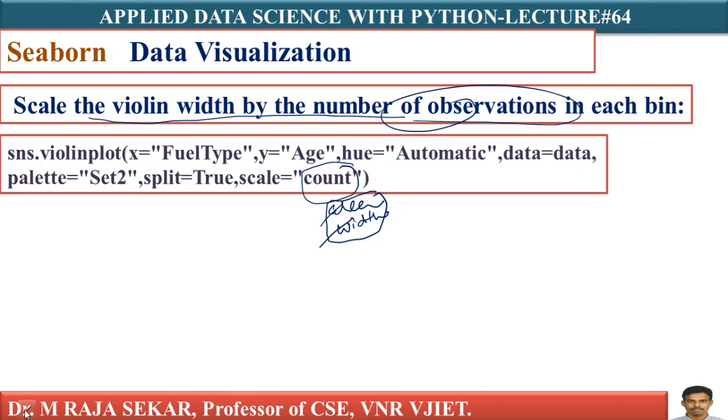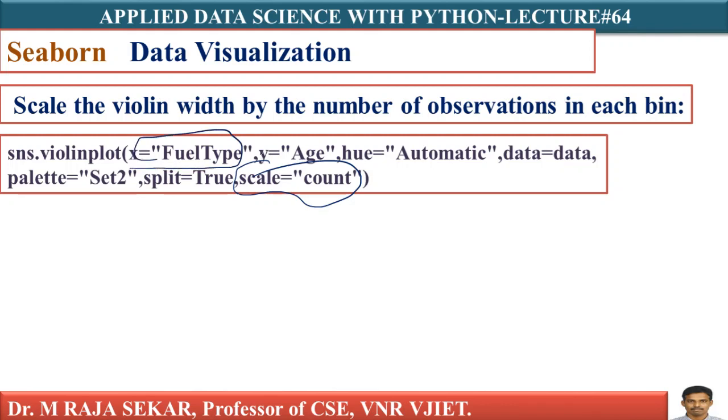Why is it the number of observations? Because I am giving scale equal to count. This is the same code which I discussed in my previous lecture. On the x-axis I am taking fuel type, on the y-axis I am taking age, hue is automatic, data is the data frame name, palette equal to set2. I just discussed the possible colors for set2. Split equal to true. Yes, I am splitting this, and I already explained what split is in my previous lecture.